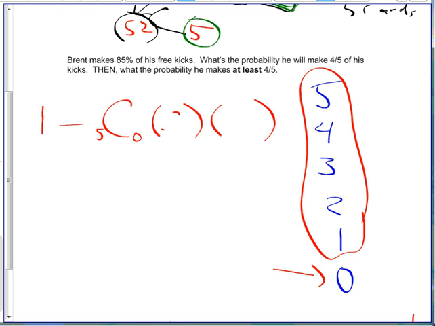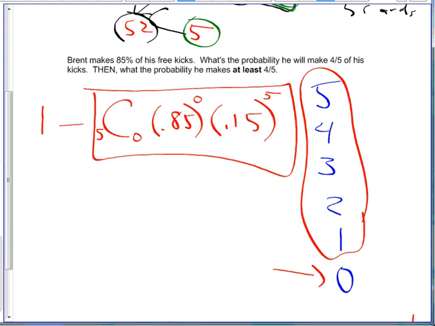So I go like this. And he's going to make 0 and he's going to miss all of them. So final answer is whatever 1 minus all that is. Because that's the probability of this. And I can take 1 minus that. Do you get how that was way easier than doing 1 or 2 or 3 or 4 or 5? You can do it both ways. It's just going to take you forever to do it the other way.